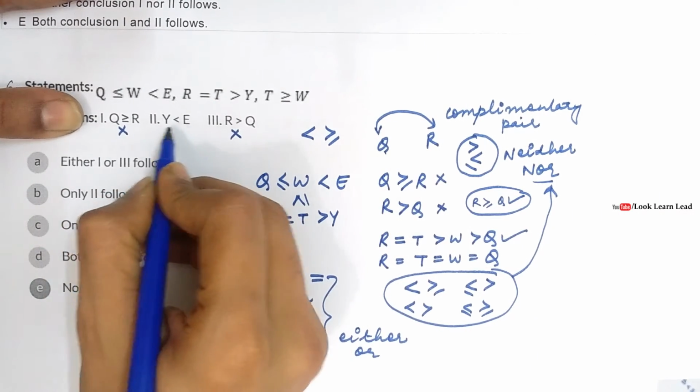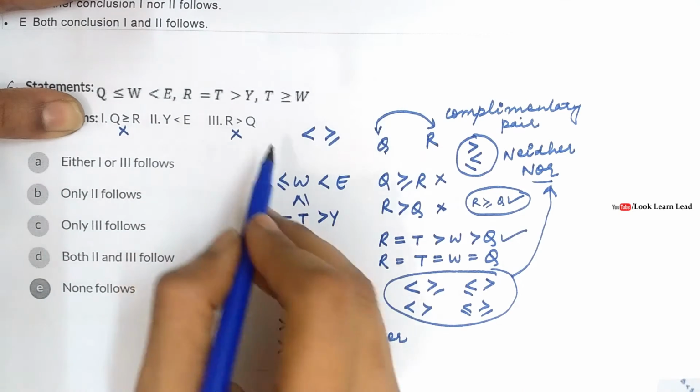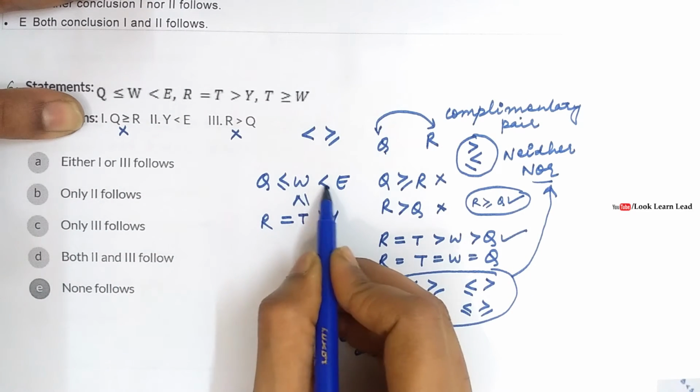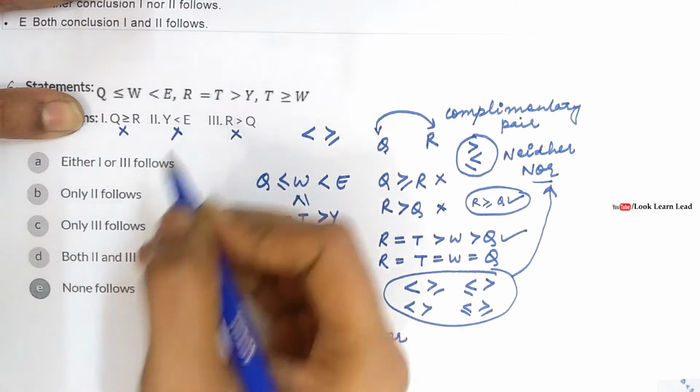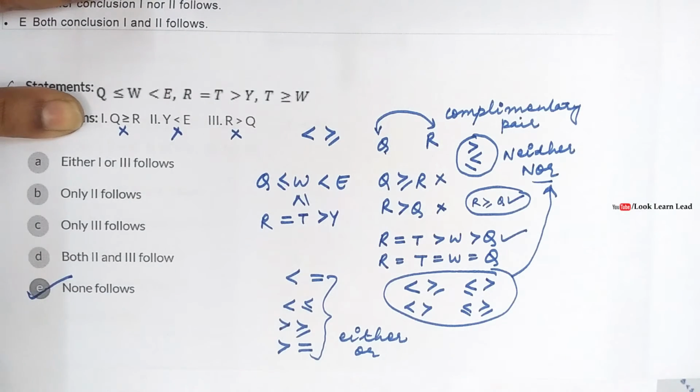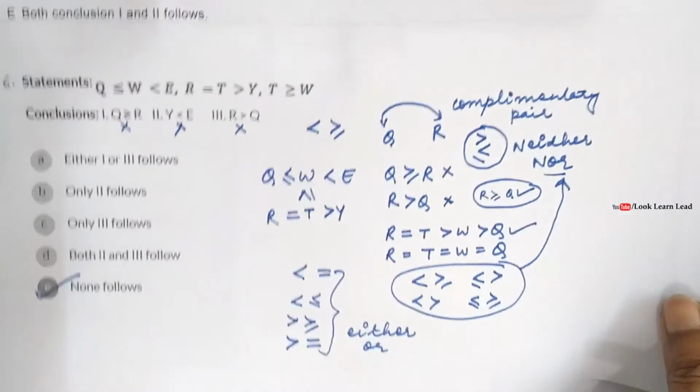Now let us check E is greater than Y. E is here. E is greater than Y. It is false. The answer would be none follows. Okay. Is it clear? Let's move on to the next question.